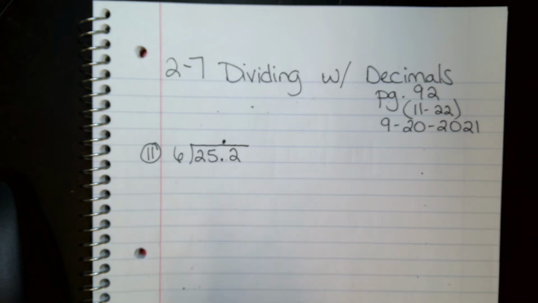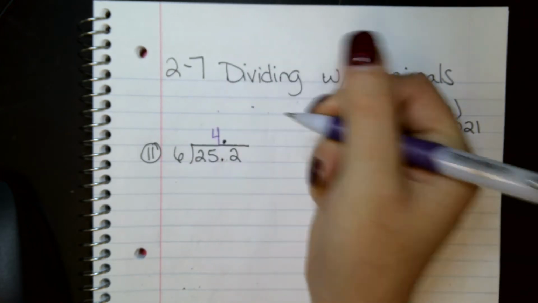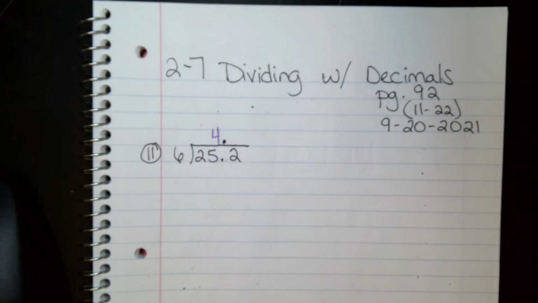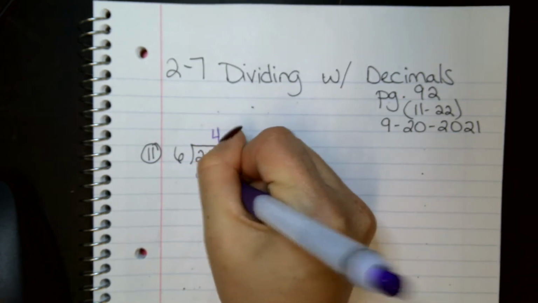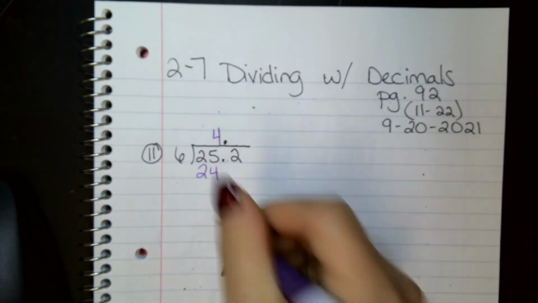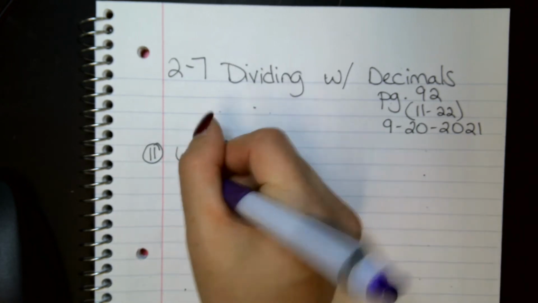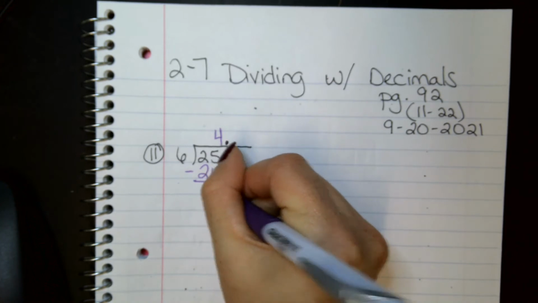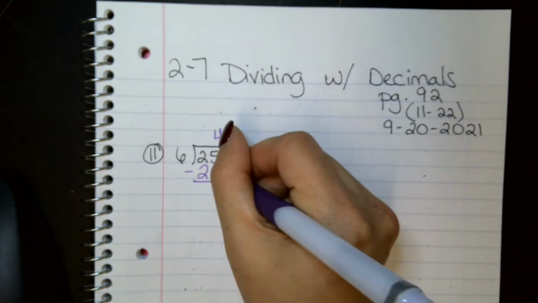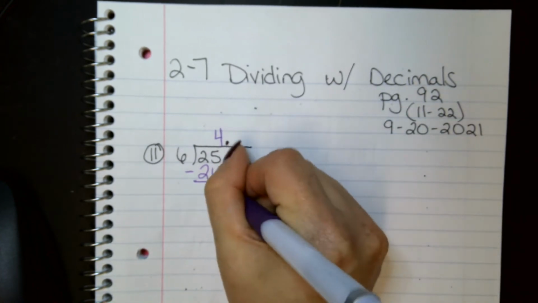All right, how many times can 6 go into 2? It can't. How many times can 6 go into 25? 4 times. And 4 times 6 is what, guys? 24. Do you see how I have it lined up perfectly? 5 minus 4 is 1. When I'm done subtracting, I'm going to drop it.